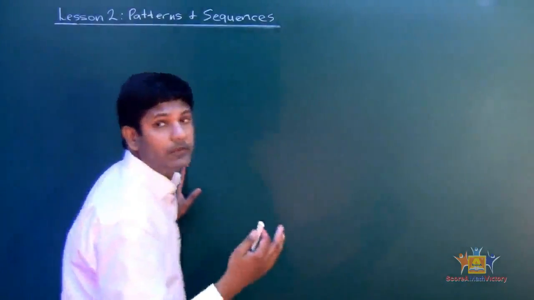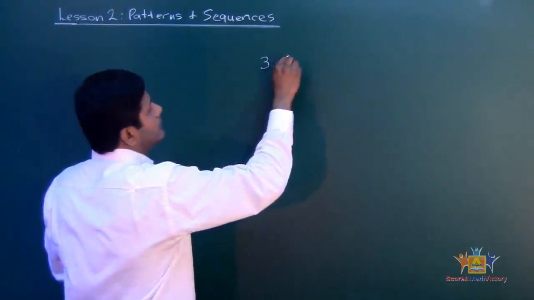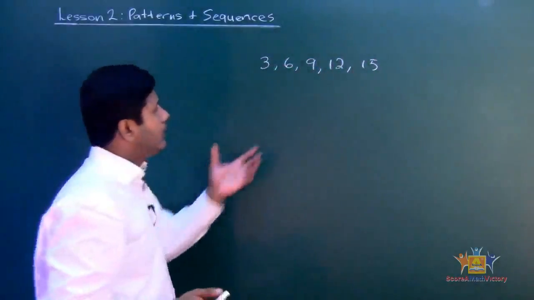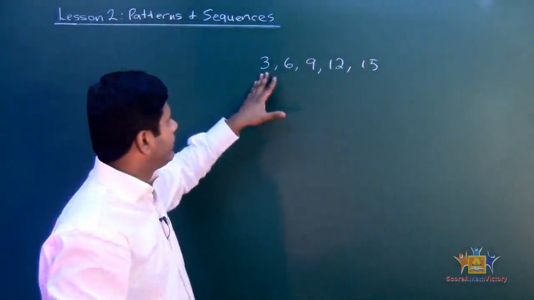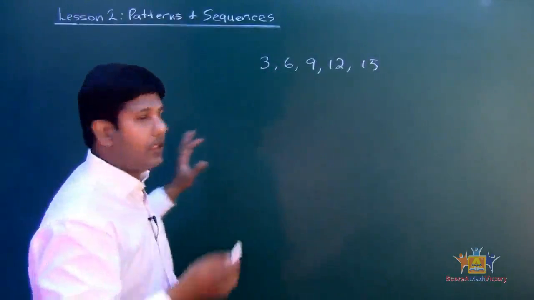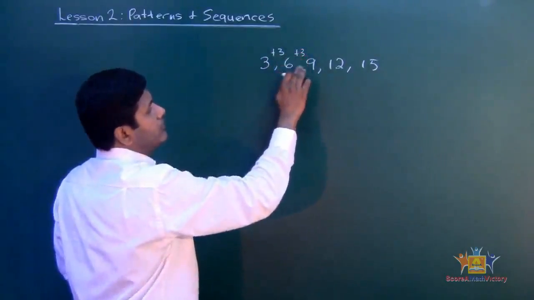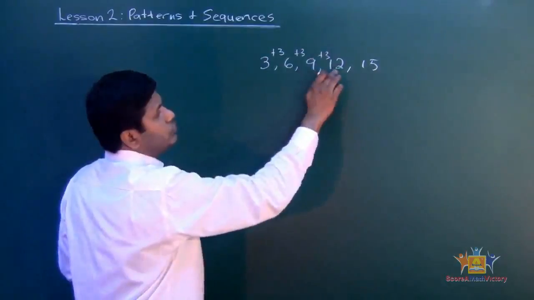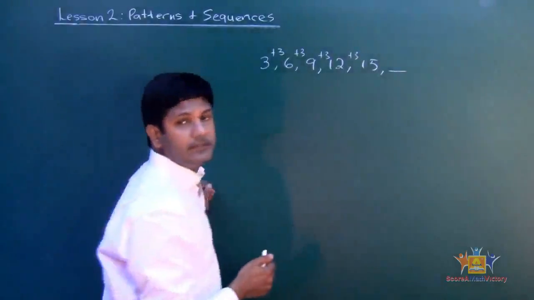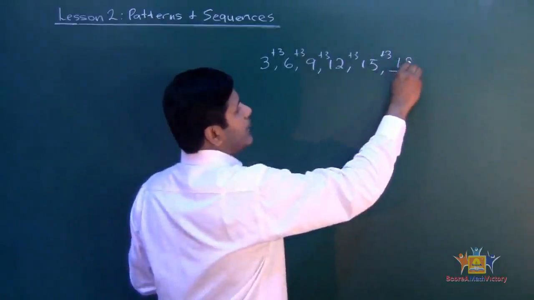Okay, let's say Mr. Max put a sequence of numbers, right? Say we got 3, 6, 9, 12, 15. Look at that. It's increasing. But if you want to find out how it's increasing, what kind of pattern is that? Actually, we are adding 3 to it. 3 plus 3 is 6, plus 3 is 9, plus 3 is 12, plus 3 is 15. So now if I ask you, what could be the next number? Of course, you just add 3 to it, which becomes 18.